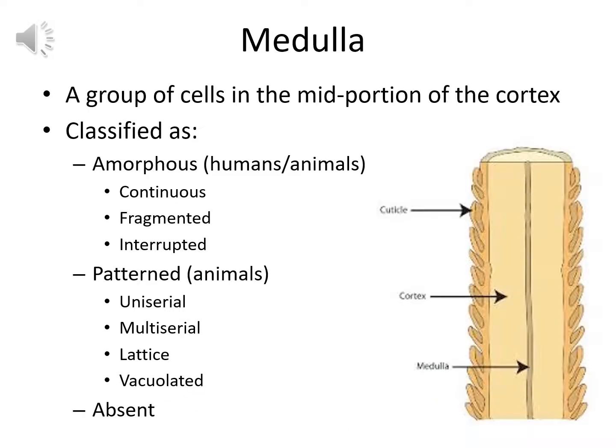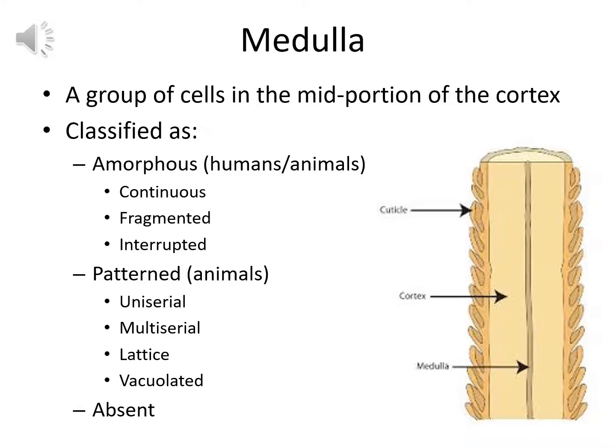Okay, now moving into the central canal there, the medulla. So this is a group of cells in the very middle of the cortex, the very central portion of the hair, right? So we consider it its own distinct layer, separate from the cortex. So the cuticle is the outermost, the cortex is the majority of the inside of the hair, but the very middle is the medulla here. At least for humans, it tends to be a relatively small amount.